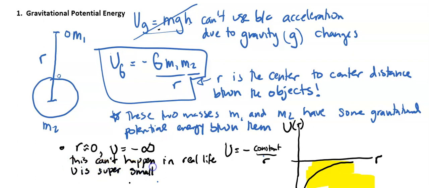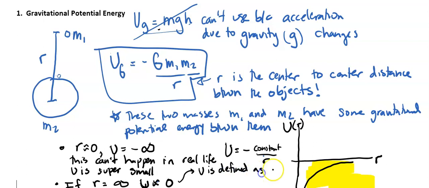Now let's look at another instance. Let's say r is really big, close to infinity. If r is super big, close to infinity, it looks like U approaches 0. If two objects are infinitely far away, they can have no potential on each other. There's no potential that they will interact with each other, and there's no potential energy. So oftentimes you'll see written in AP physics problems, or any problems for that matter, that U is defined as 0 when infinitely far away.